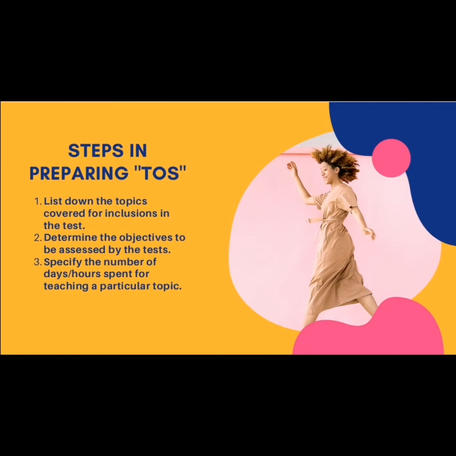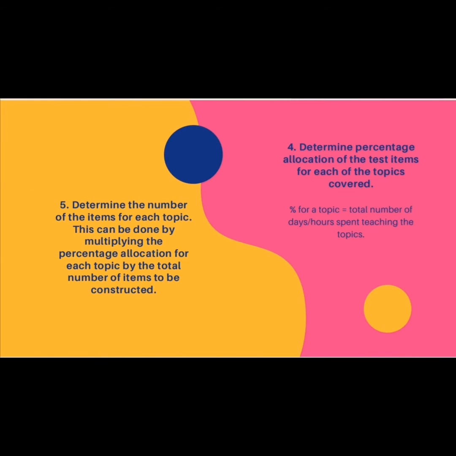Steps in preparing a TOS. First is list down the topics covered for inclusion in the test. Second is to determine the objectives to be assessed by the test. Third is specify the number of days or hours spent for teaching a particular topic. Fourth is to determine the percentage allocation of the test items for each of the topics covered. The fifth is to determine the number of items for each topic.